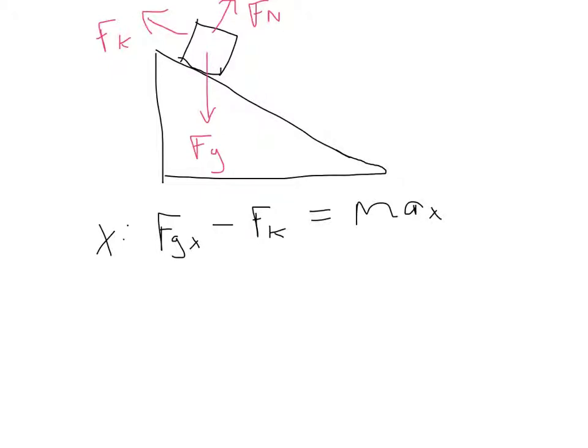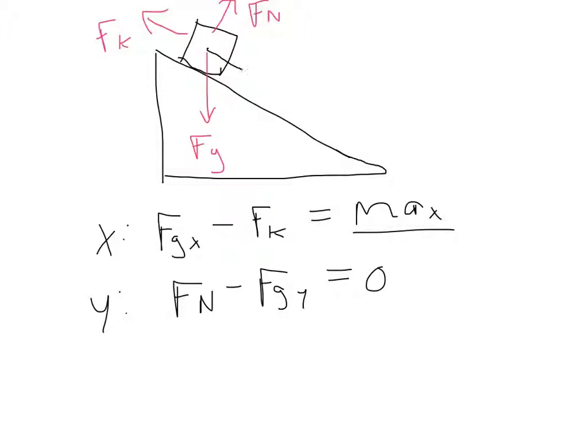And this time there will be some sort of a value on the right, most likely, because the object is in motion. Although it could be in a constant velocity situation, that would be the only case where the acceleration would be 0. In the y direction, we have Fn minus Fgy equals 0, because the object is not accelerating in the y direction. Same issues we talked about earlier.